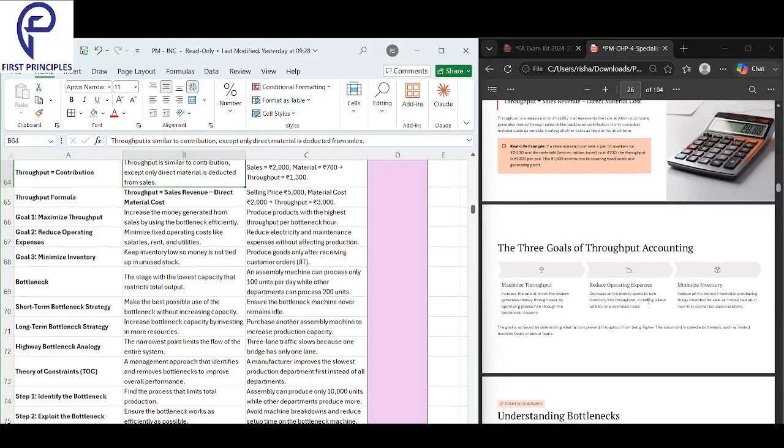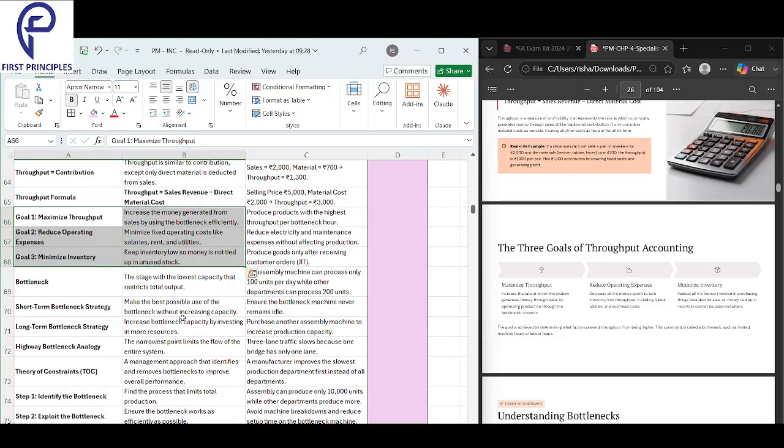Right? There are three goals of throughput accounting. The three goals over here, as you can see. Firstly, increase the money generated from sales by using the bottleneck as effectively as possible. Minimize the fixed operating costs like salaries, rent, and utilities. Keep the inventory as low, so very little money is tied up in unused stock.